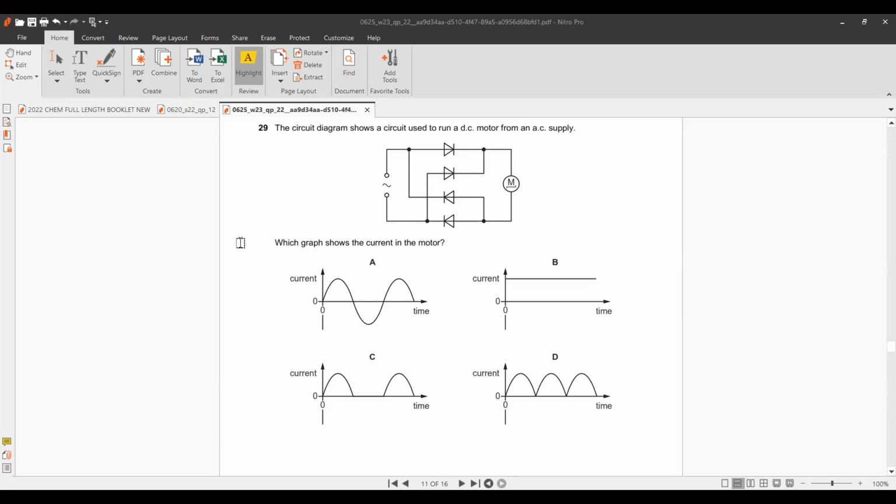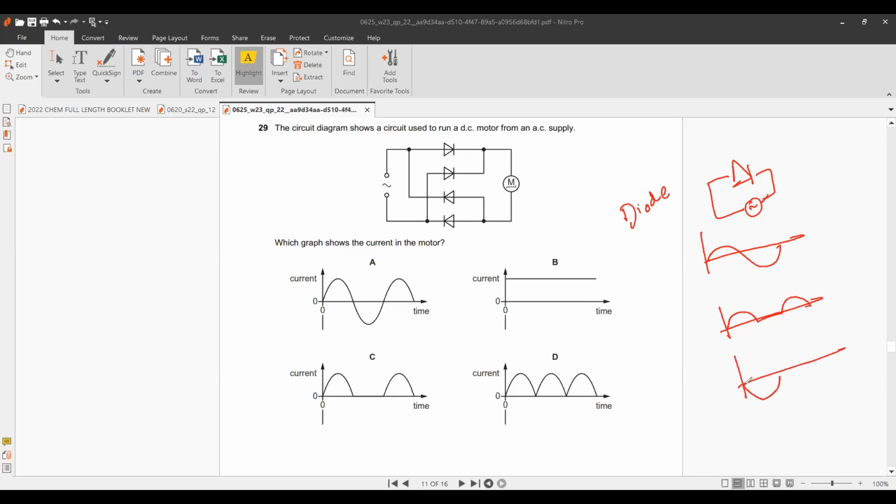This question is regarding the principal working of a diode, which is that a diode only allows current to pass in one direction. So when we have a single diode attached in a circuit, the input would be like this and the output would be like this, or it could also be like this.